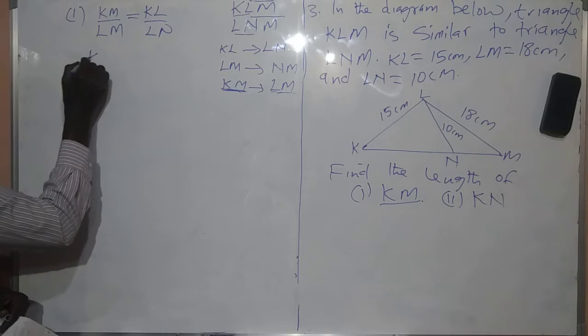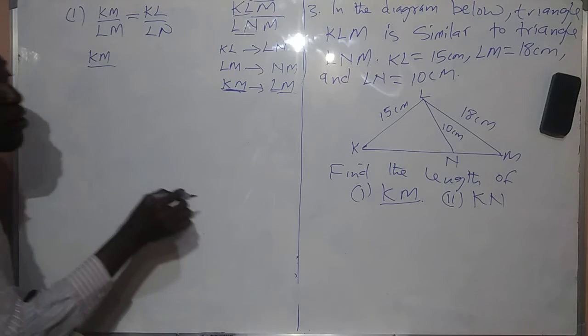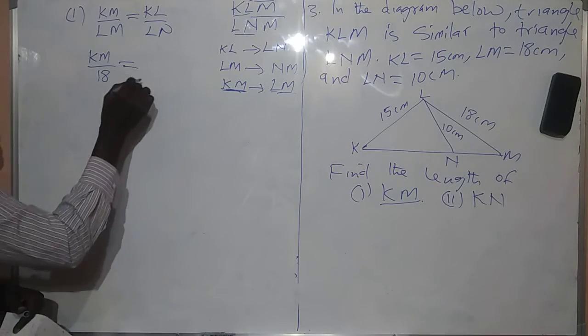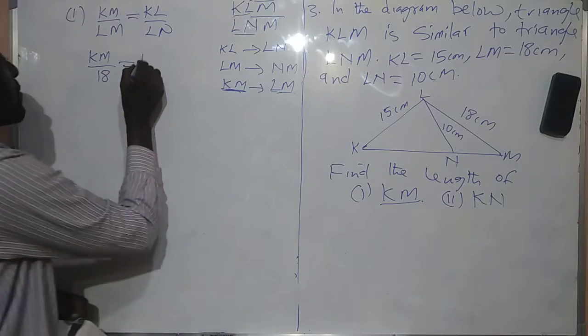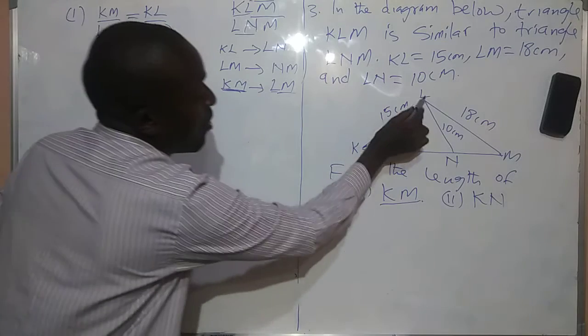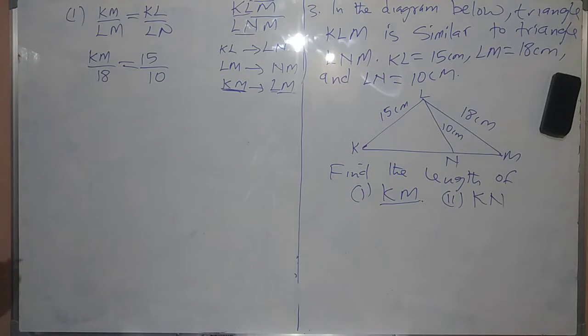So KM is what we are finding. So we are going to have KM here. You can even put X there. Divided by LM. LM is 18. So you have 18 here. And then KL is 15. So you have 15 here. Divided by LN. LN is 10 here. And then we can solve now by cross multiplication.